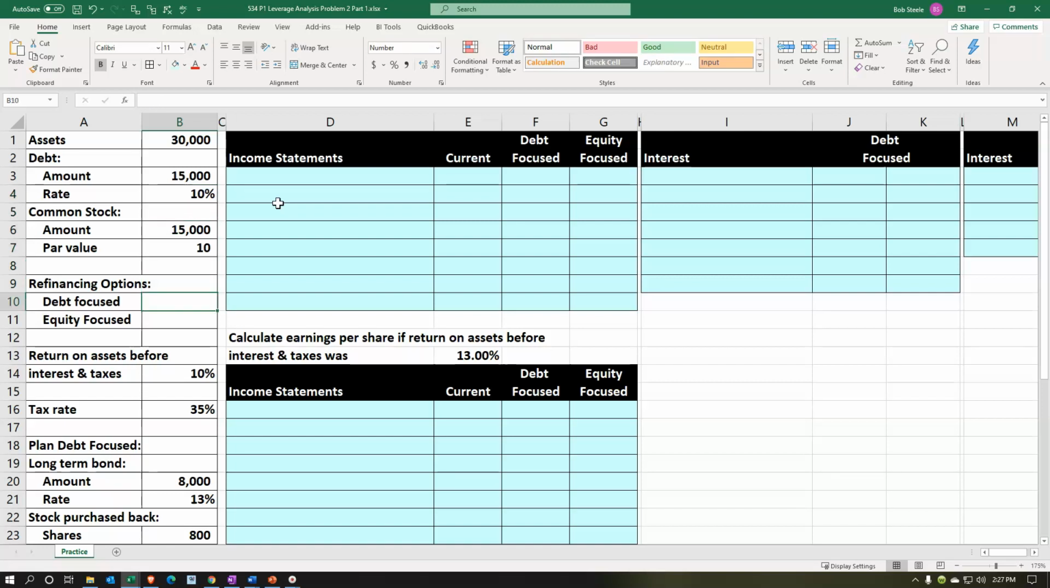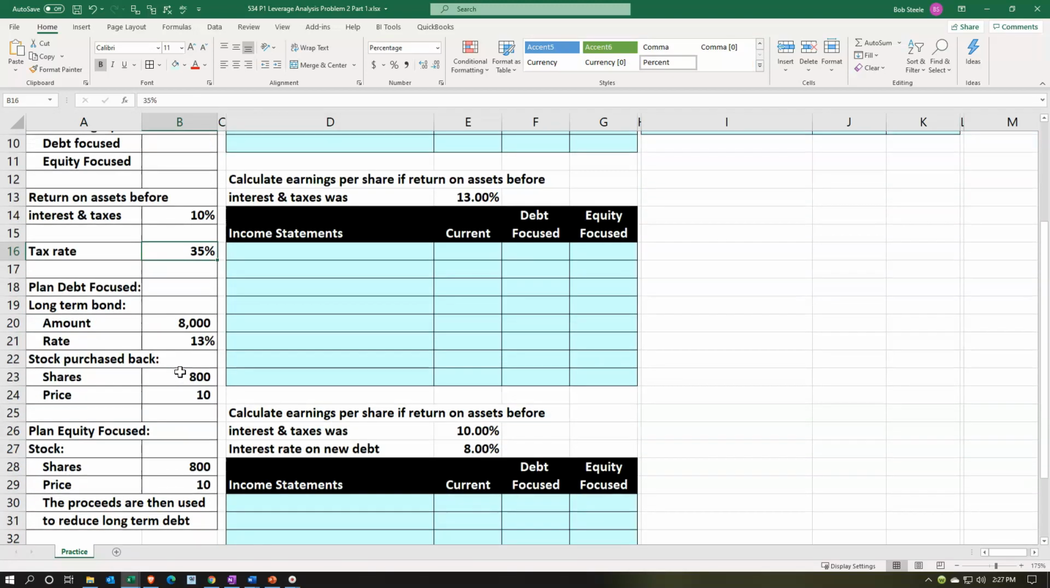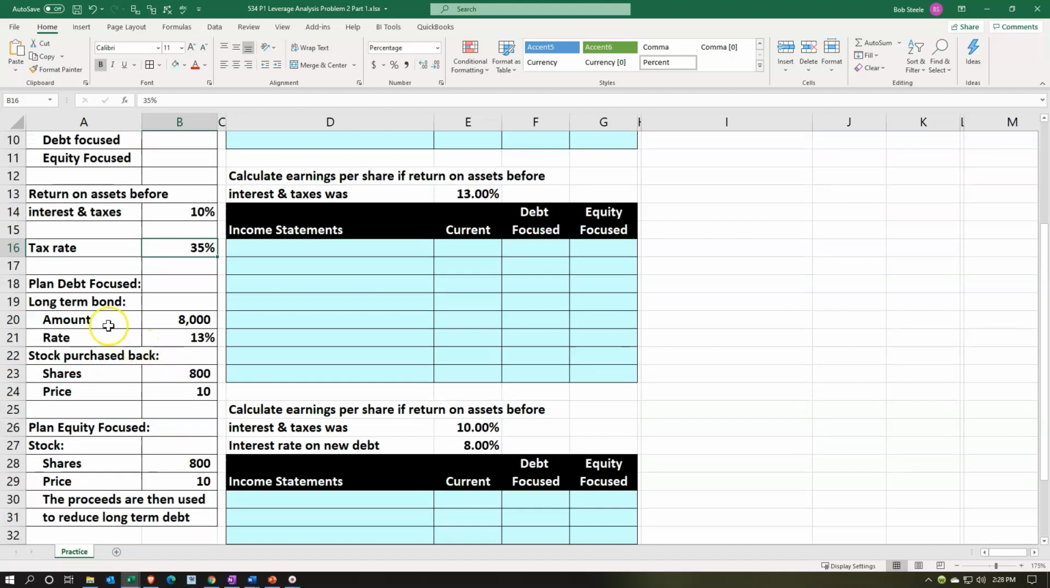Then we have the refinancing options, a debt focus and an equity focus option. We're going to start off with the return on assets being 10% and the tax rate being 35%. If we look at the debt-focused option, what happens if we take out long-term bonds, meaning we issue bonds, issuing basically debt? Liabilities go up by $8,000, and the rate on the bonds is 13% interest.